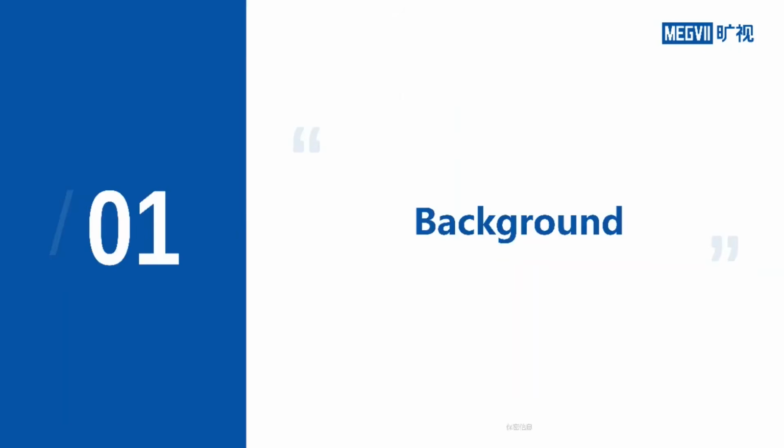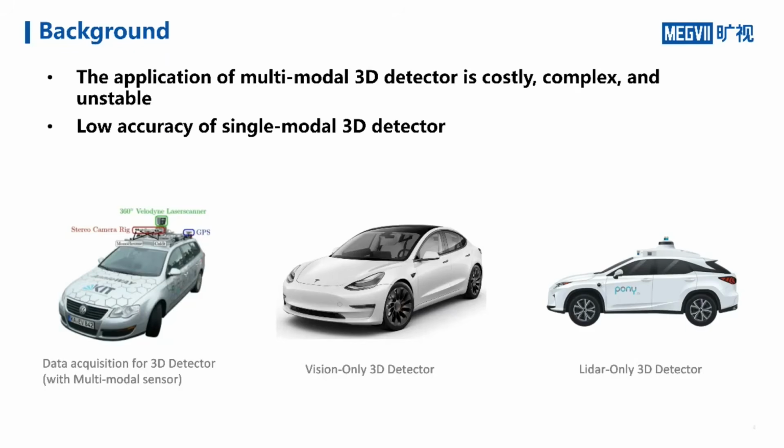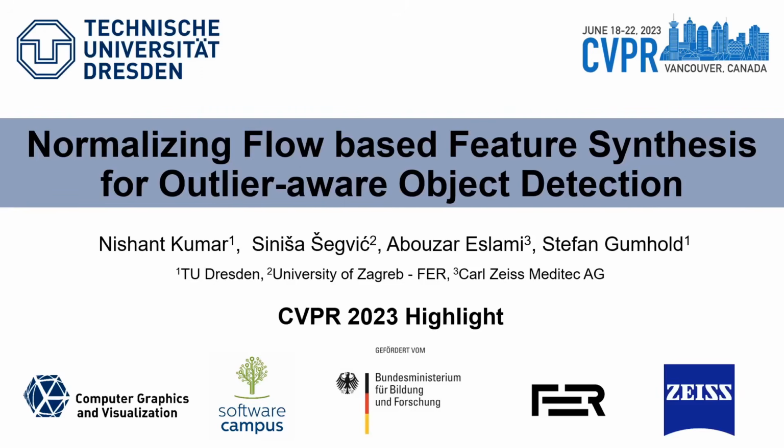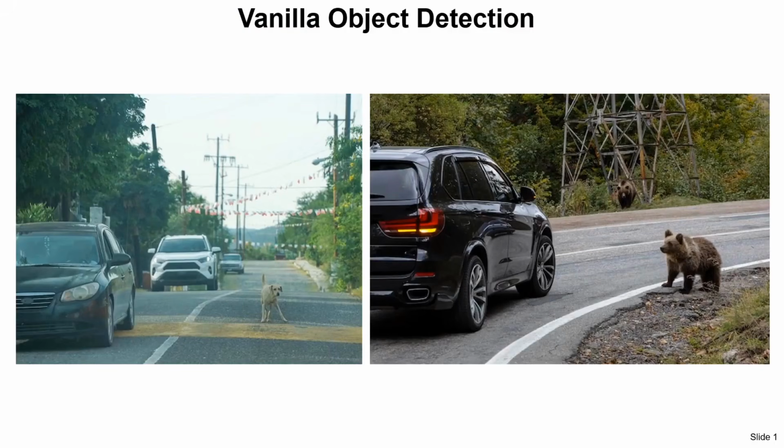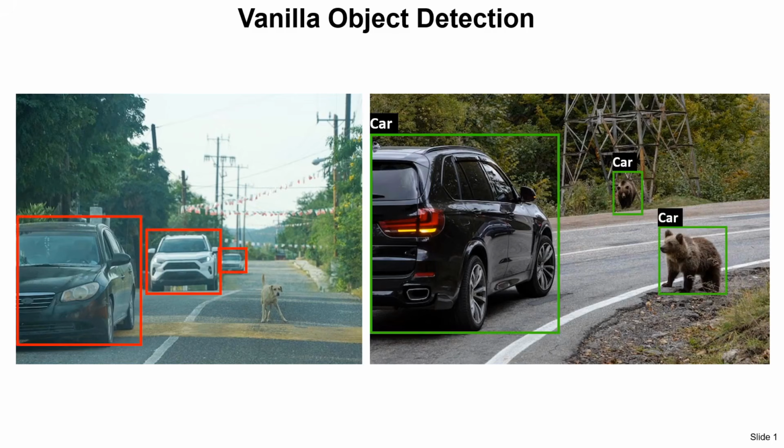Next, we will introduce the background of UniTSyn. When developing 3D object detectors, vanilla object detectors such as Faster RCNN and YOLO fail in catastrophic ways to detect outliers in a scene. Consider an object detector trained with images containing inlier objects such as cars, pedestrians, etc., but no animals. In the left image, the model can detect cars as inliers, but fails to see a dog standing in the middle of the driving lane.